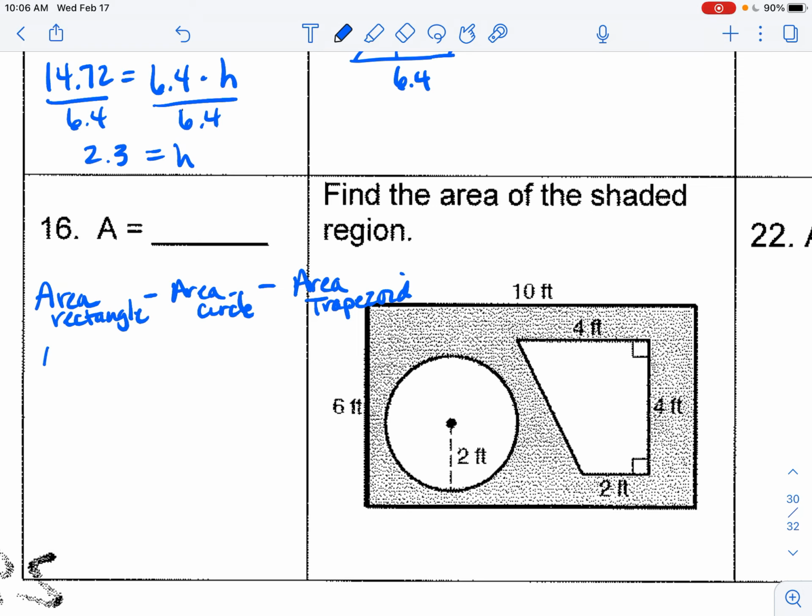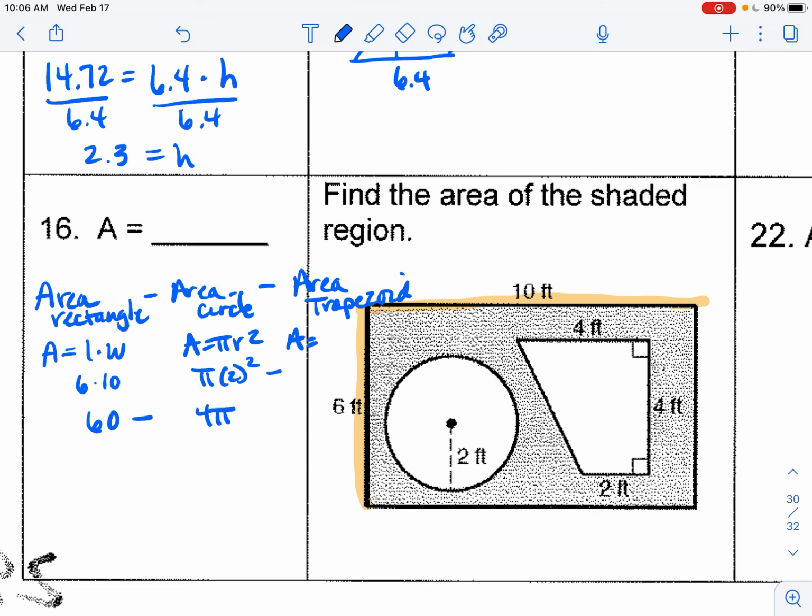Okay, so the dimensions of the rectangle, area is length times width, and so this guy is 6 times 10, and so that's 60. The area of the circle is pi r squared, and so this guy is going to give me pi times 2 squared, or 4 pi.